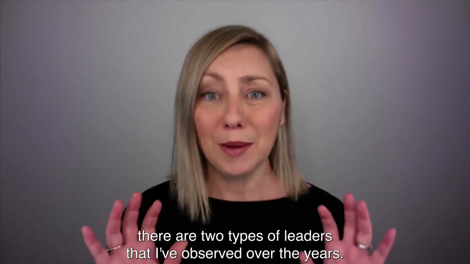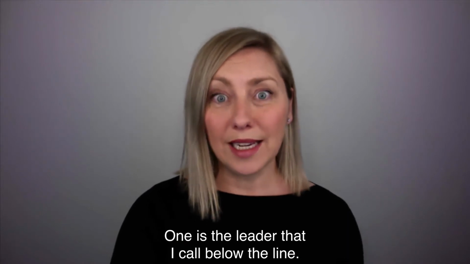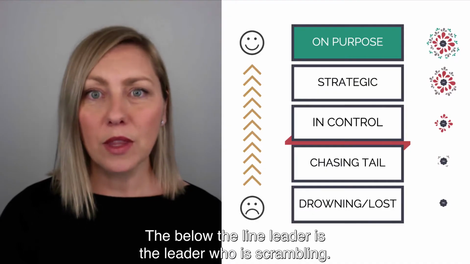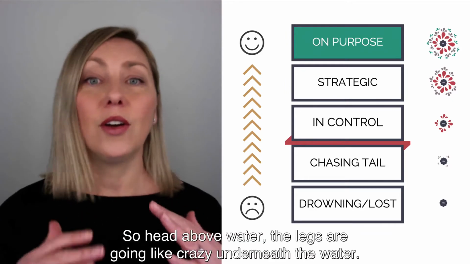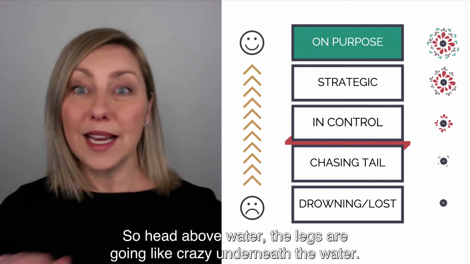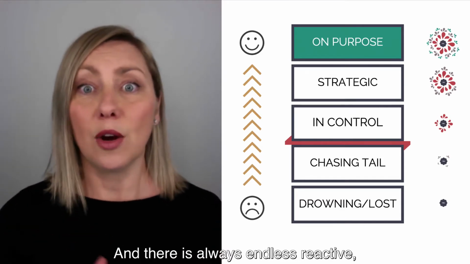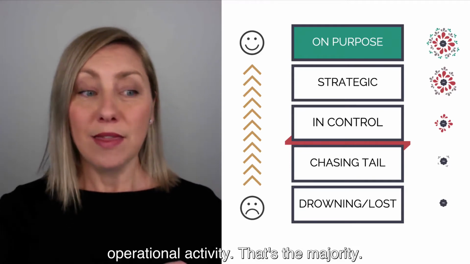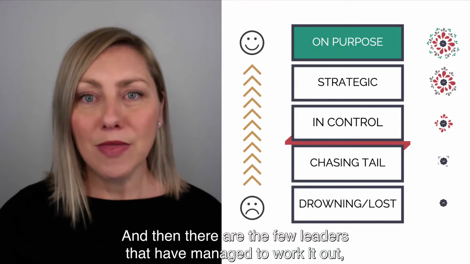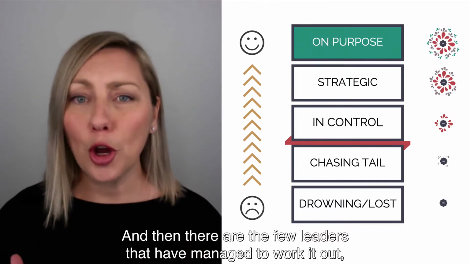Now, there are two types of leaders that I've observed over the years. One is the leader that I call below the line. The below the line leader is the leader who is scrambling. So head above water, the legs are going like crazy underneath the water, and there is always endless reactive operational activity. That's the majority.